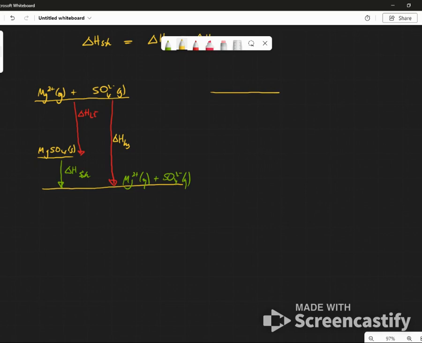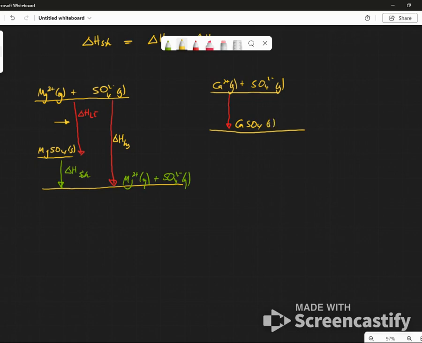Okay, now I'm going to draw these in the same line. The next one I think was calcium sulfate, calcium gas and sulfate gas. Now what happens to the lattice energy? Well, because calcium is bigger than magnesium, the lattice energy is less. So there's the lattice energy, and this is calcium sulfate now. So this arrow for calcium sulfate is less than this arrow for magnesium sulfate.